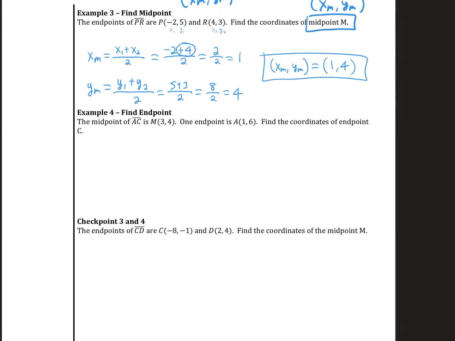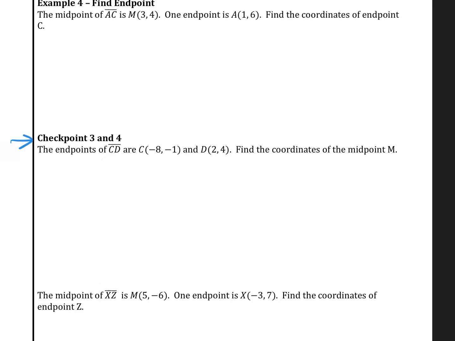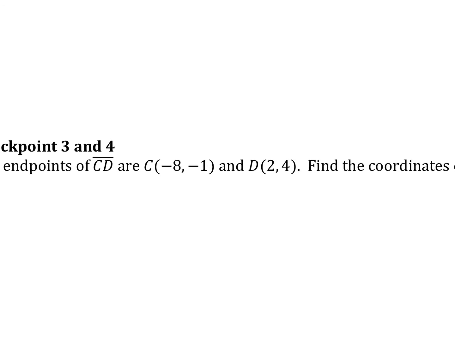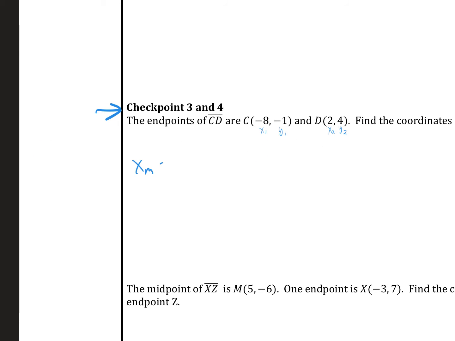Now I want you to try checkpoint 3, which is down here. It's this example right here. Give it a try just like we just talked about. The endpoints are C and D. We know the endpoints, and we're looking for the midpoint, x sub m, y sub m. We label our points x1, y1, x2, y2. So x sub m equals, remember, for the midpoint, what do we do? Add them together and divide by 2. And y sub m equals y sub 1 plus y sub 2 all over 2.